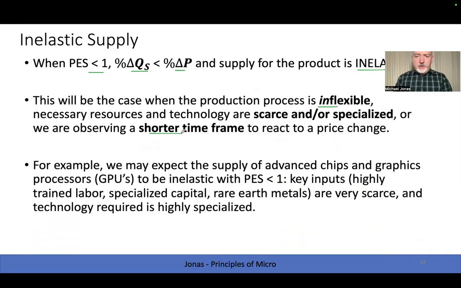So lots of good examples here. Oil production, right, takes years and years to ramp up to dig new wells, et cetera, et cetera. Advanced chips, GPUs, right, being used in AI, highly sought after product, very, very profitable. The price is there, but it takes time for these firms to increase their production because the labor is highly specialized. You can't just put an ad in the paper and get 100 people ready to work the line to produce chips. They've got to be trained.